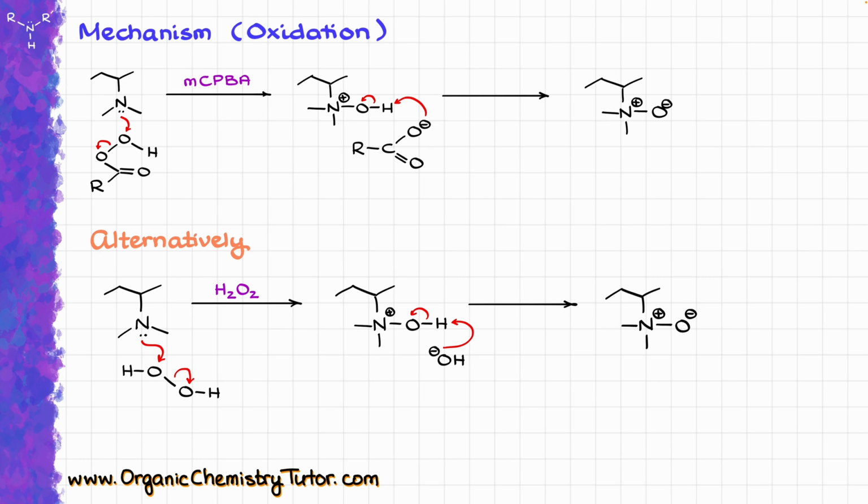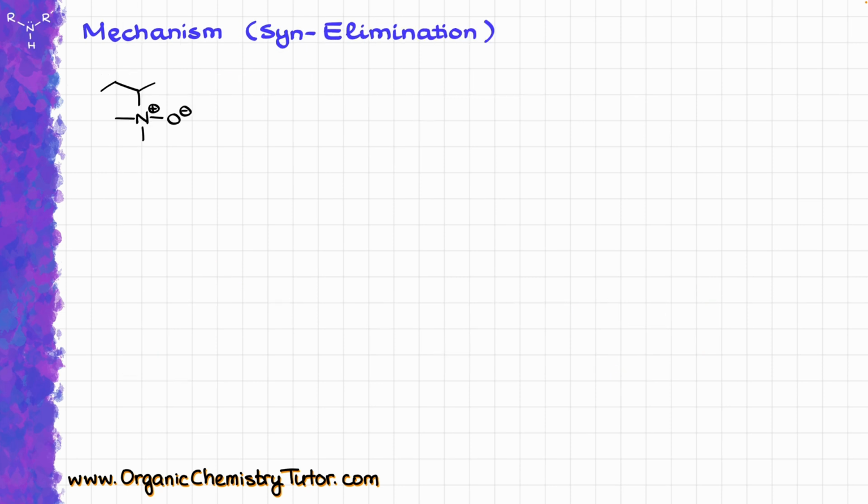Now, once we have our oxidation product, this guy over here, we are going to proceed to the next part of our mechanism, which is going to be the elimination itself. And an interesting part of this elimination is the fact that this nitrogen-containing group over here is going to serve as a leaving group and as a base at the same time.